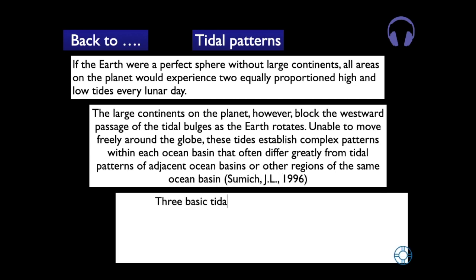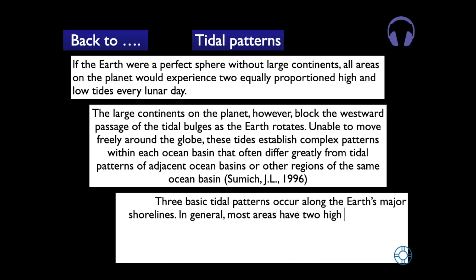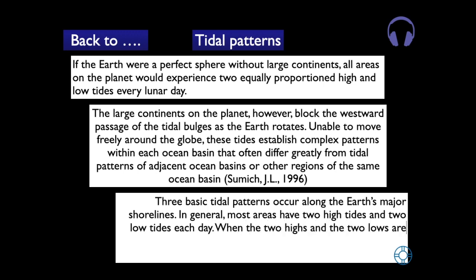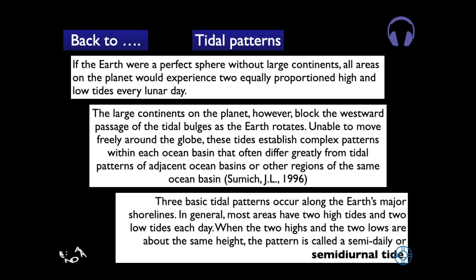Three basic tidal patterns occur along the Earth's major shorelines. In general, most areas have two high tides and two low tides each day. When the two highs and the two lows are about the same height, the pattern is called semi-daily or semi-diurnal tide. But things can get more and more complex. Let's see what's happening.